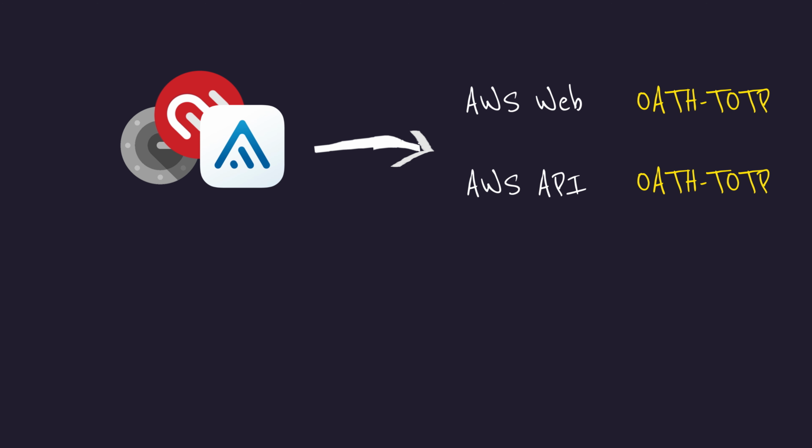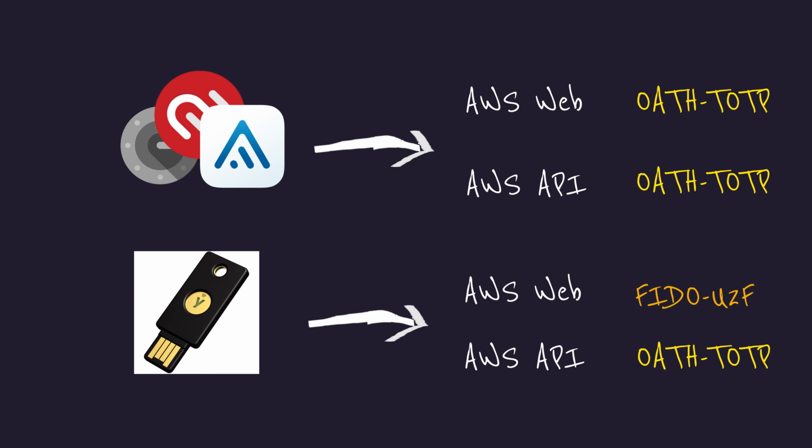There is some nuance in how AWS implements multi-factor authentication based on the type of MFA token that you register in AWS. If you use a virtual authenticator app, AWS uses the OATH-TOTP protocol for both web console authentication and the API authentication. But if you use a security key that supports FIDO U2F, AWS uses FIDO U2F for web console authentication but keeps on using the TOTP protocol for API authentication. Now, I didn't go into details about these two protocols in the last video. It was already longer than I wanted it to be.